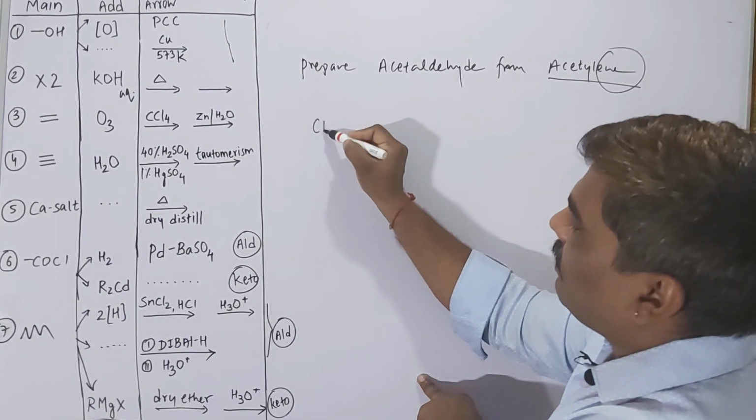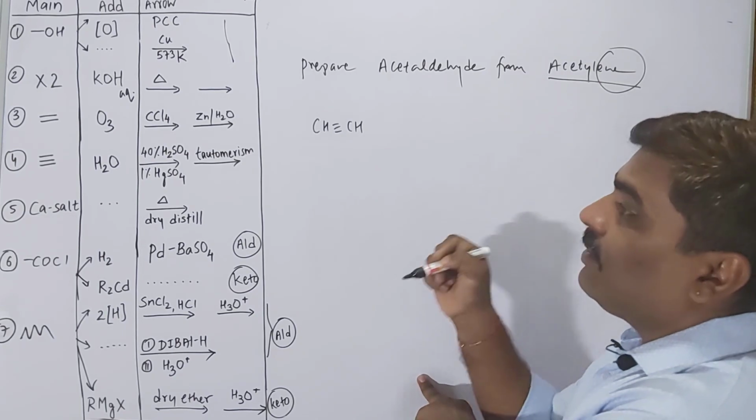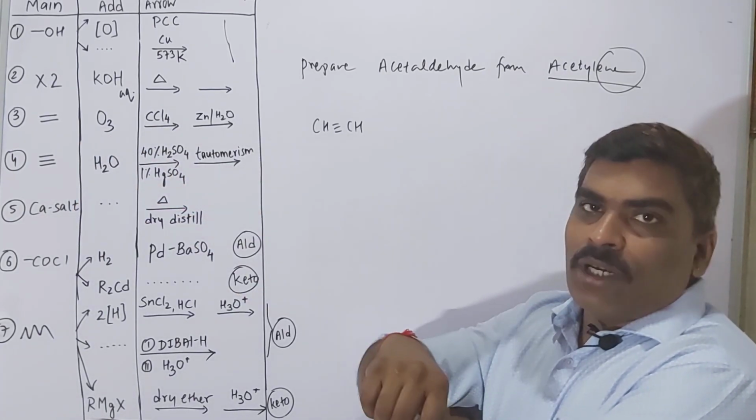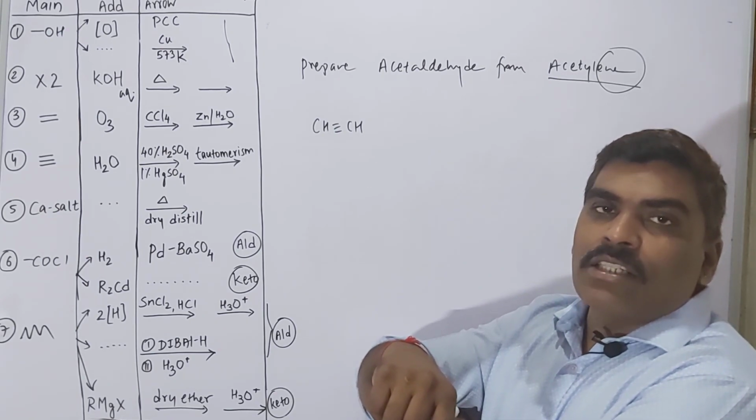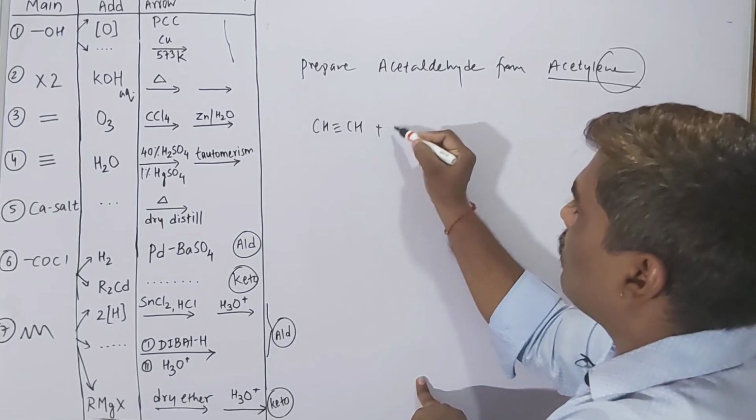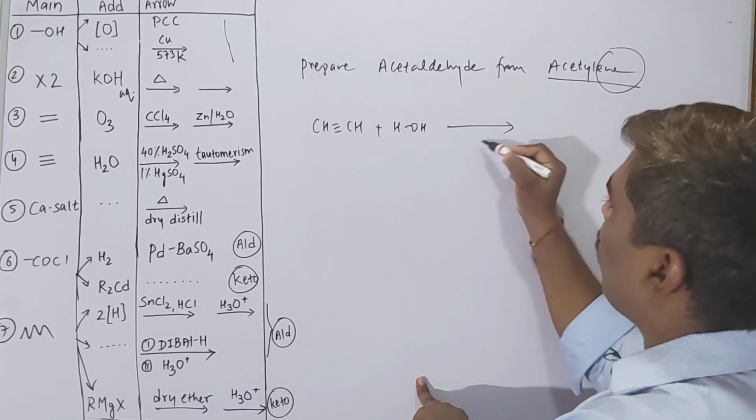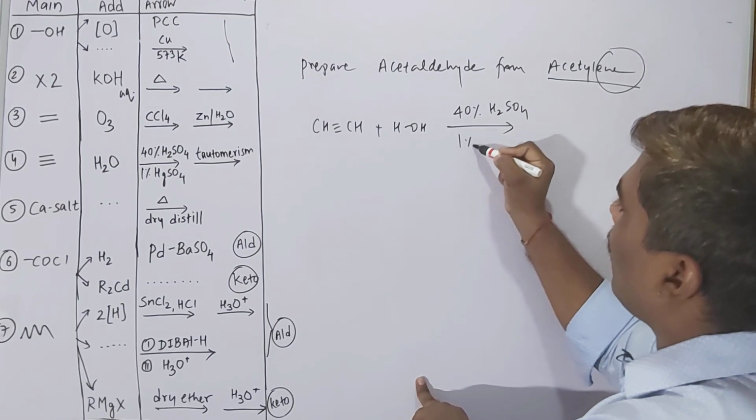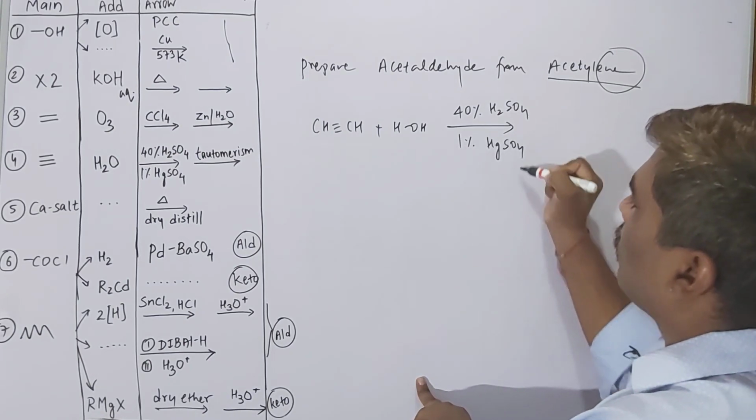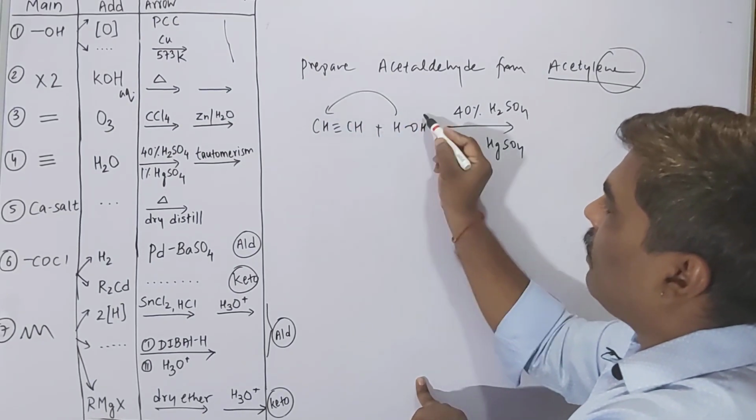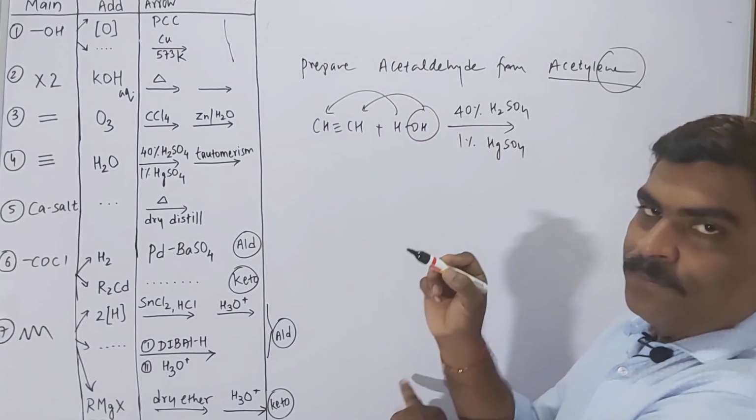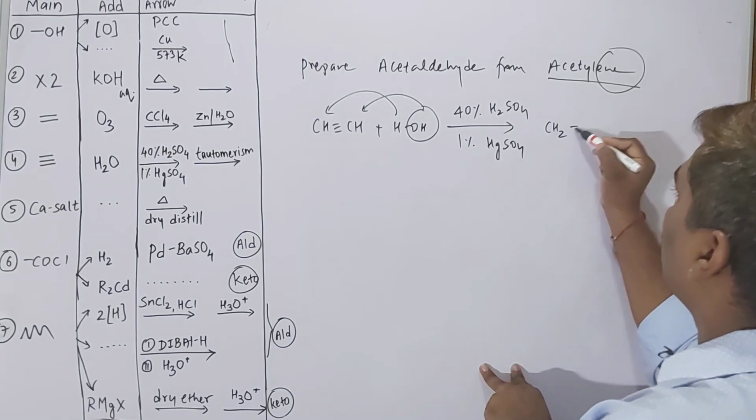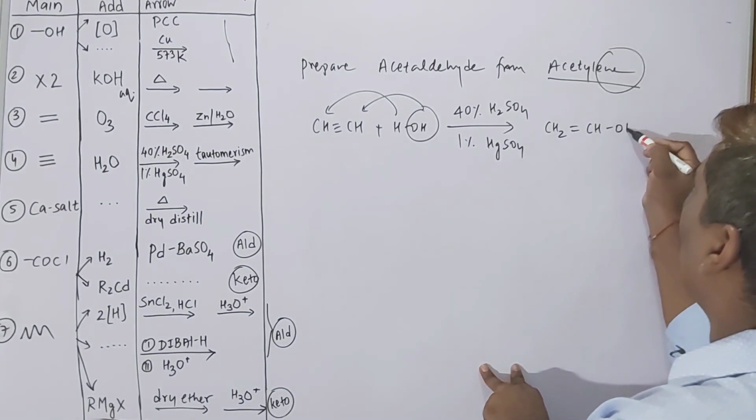So acetylene is this. Why I'm saying this, because double bond, triple bond is there. So triple bond means what are you going to put now? Hydration, addition of water. So water is this, HOH. On the arrow what are we going to write? 40% sulfuric acid, 1% HgSO4. Hydrogen goes to the first carbon, remaining all goes to the second carbon. What we get is this intermediate, unstable vinyl alcohol.